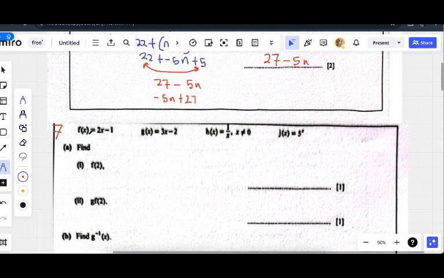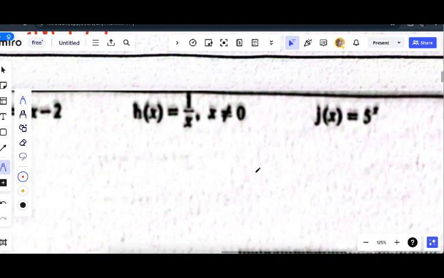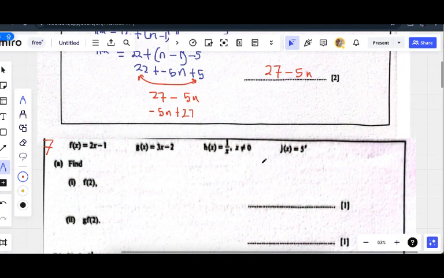Now let's take a look at functions. They give you f of x equals 2x minus 1, and g of x equals 3x minus 2. They give you h of x equals 1 over x. Is it x raised to power 2? Or 1 over x? It's just 1 over x. And j of x equals 5 raised to power x.